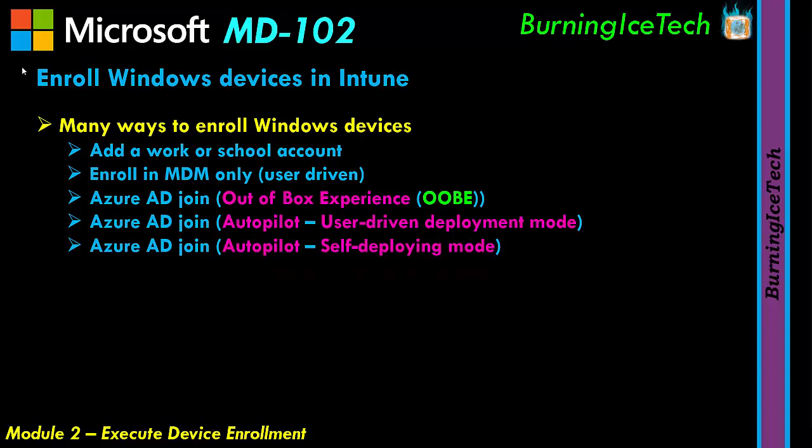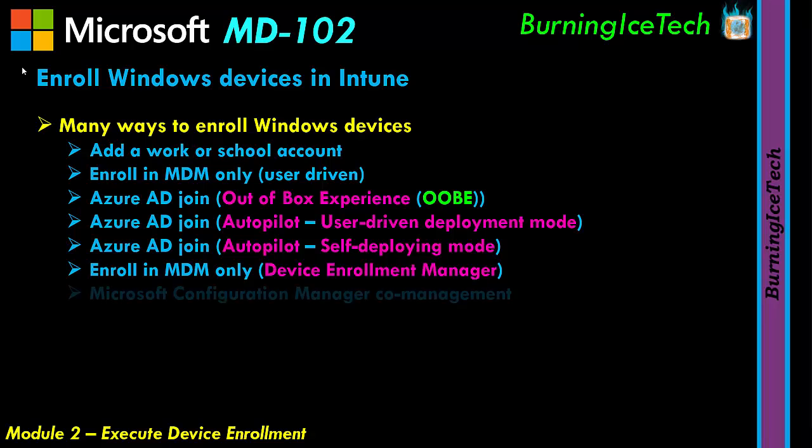Then we have enroll into MDM only, but this will be a device enrollment manager. We've got Configuration Manager co-management. So if this device happens to be on Configuration Manager already, in other words, you've got the client for Configuration Manager on that device, you can use that to get this device onto Intune.